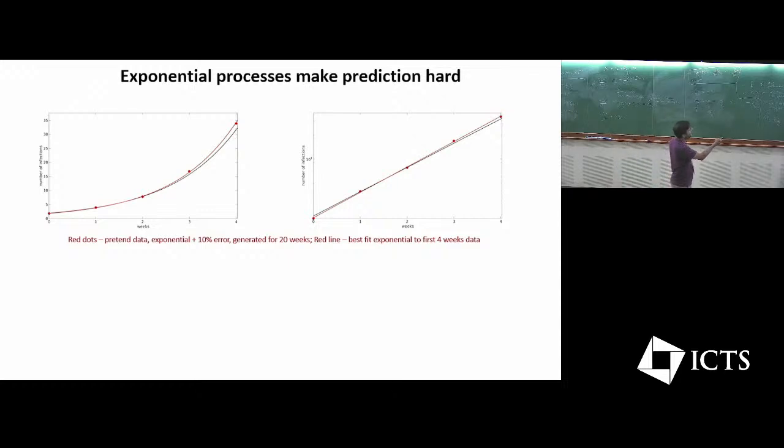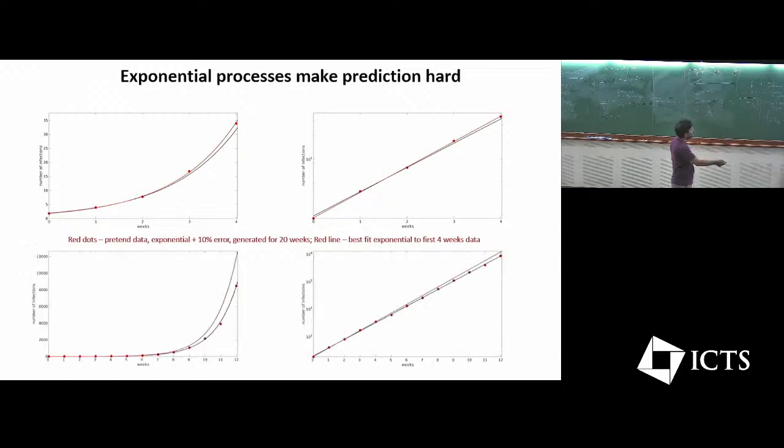If I fit this, the best fit that I get, I know it's exponential, I have this data, I know there's 10% error, but I do the best I can. I make the best fit. And it's a pretty decent fit up to this point. But if I continue for 20 weeks, I go way off. So this is the real exponential, and these were the points. And it just so happened that the first couple of points early on both had errors in the same direction. And that was enough to throw my prediction off a lot.